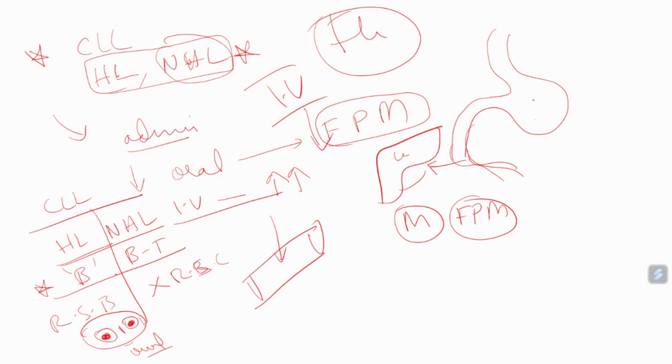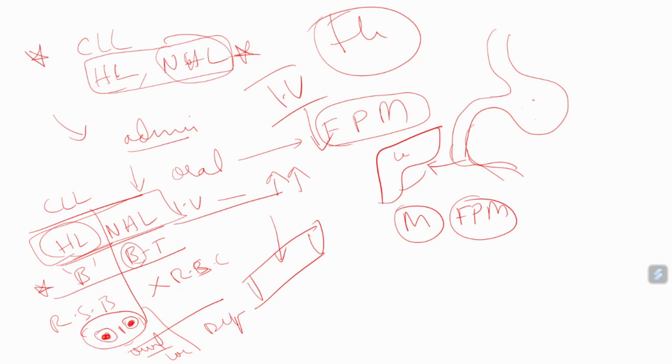Hodgkin's lymphoma is localized to the tissue, and non-Hodgkin's lymphoma is diffuse. So this is the main difference between Hodgkin's lymphoma and non-Hodgkin's lymphoma. You should not forget. Here, fludarabine is very effective because it is killing B cells. And here also we have B cells. In non-Hodgkin's lymphoma also we have B cells.